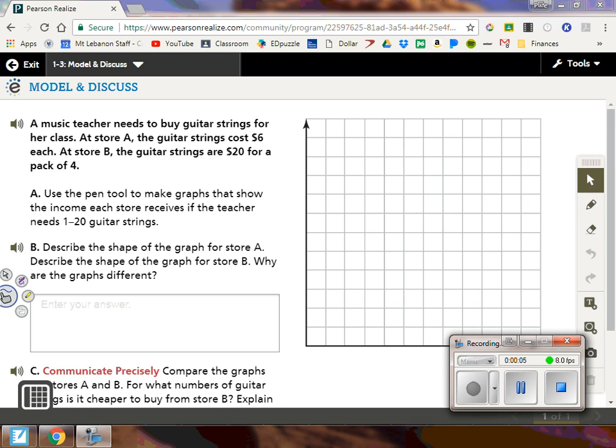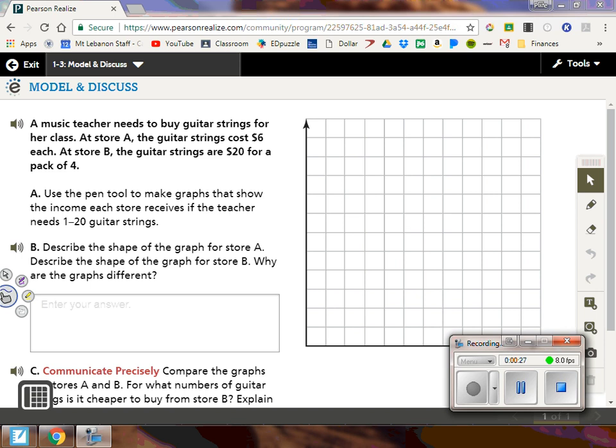Our music teacher is going to buy guitar strings for her class. At store A, the guitar string costs $6 each. Is that real? $6 for a guitar string? Okay. Well, you got store B. The guitar strings are $20 for a pack of 4. All right? Use the pen tool.